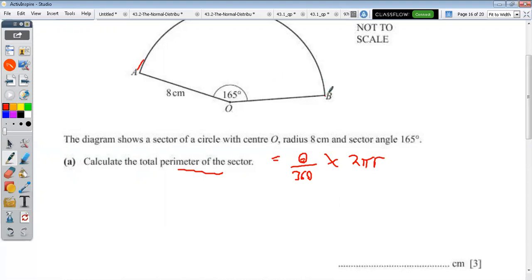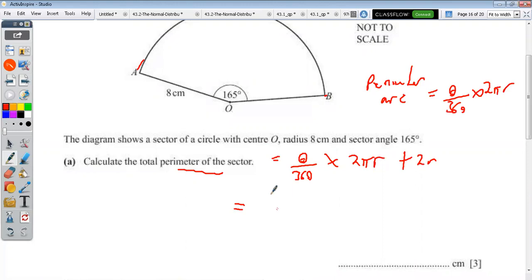This gives me the arc AB. But now, because it's the perimeter of the sector, I need to add 2r. This distance plus that distance plus the length of the arc. This formula gives me the length of the arc. Clear now? Always remember this. Don't confuse it with the perimeter of an arc. If it's the length of an arc, it is simply theta over 360 multiplied by 2 pi r. But this is a sector, so it has to include that plus that.